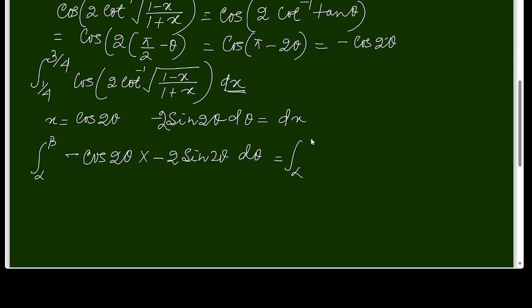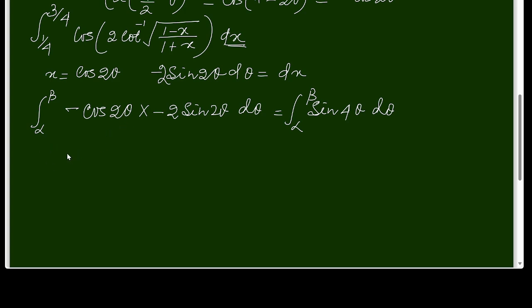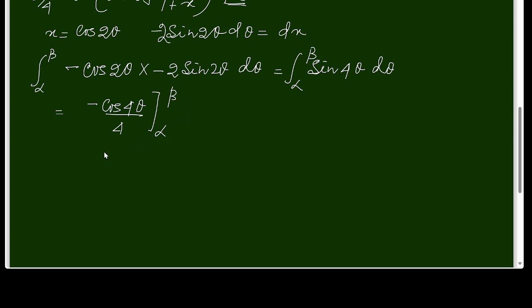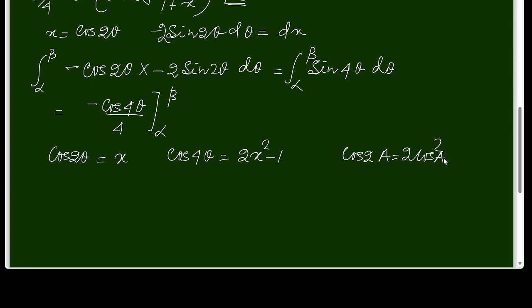which is ultimately becoming sine 4 theta, since sine x into cos x times 2 equals sine 2x. Now in integration, the integral of sine 4 theta equals negative cos 4 theta over 4, and I will evaluate it from alpha to beta. I'll come back to x, then I'll replace alpha and beta. Now cos 2 theta equals x, as we have taken, so cos 4 theta equals 2x square minus 1, because cos 2a equals 2 cos square a minus 1.